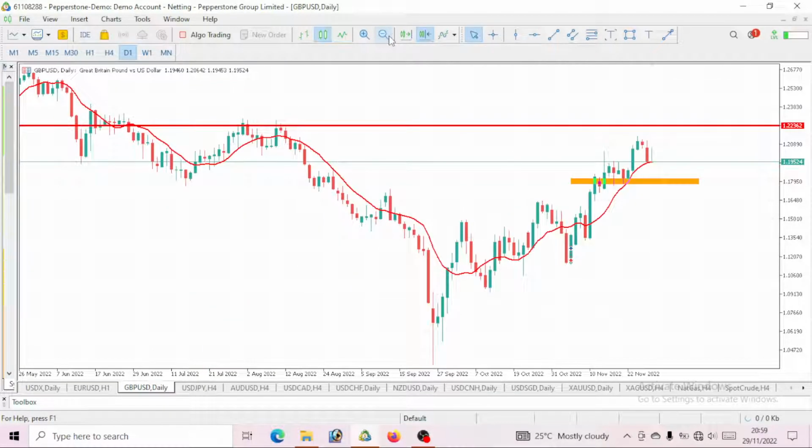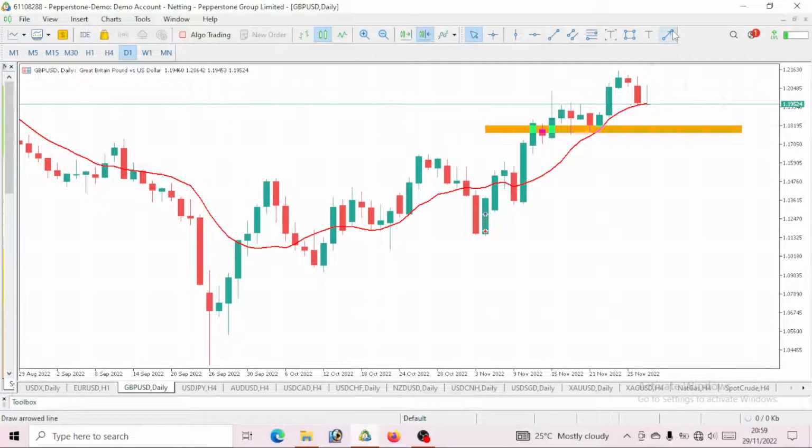Now let's do a quick recap on this movement. You will see this GBP USD, right? What is the trend? First of all, we'll look at the trend, which is on the daily time frame. Clearly, this is a bullish move, an uptrend move.